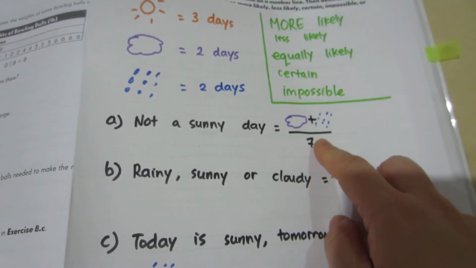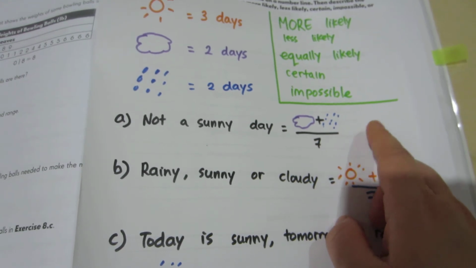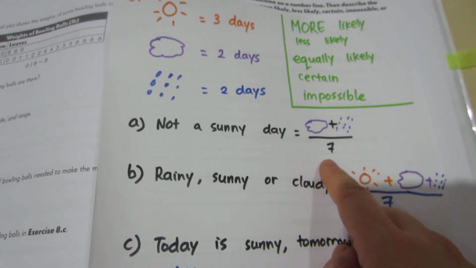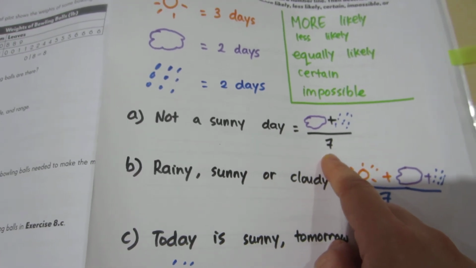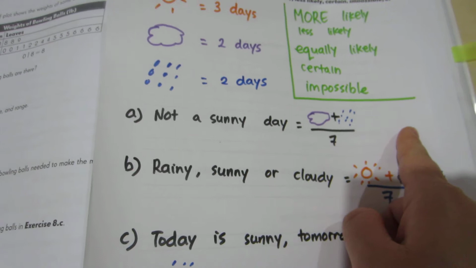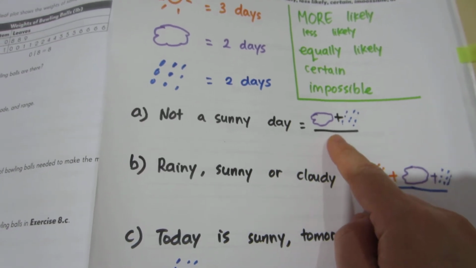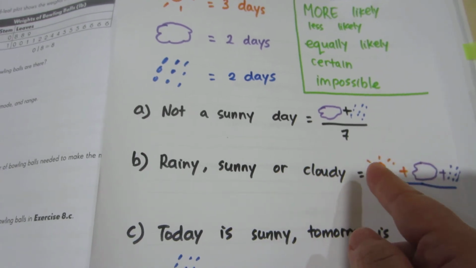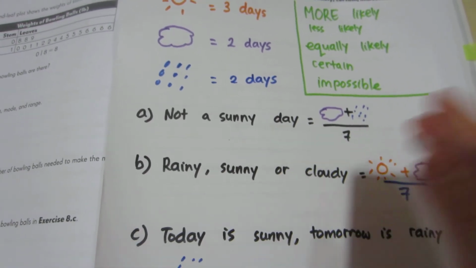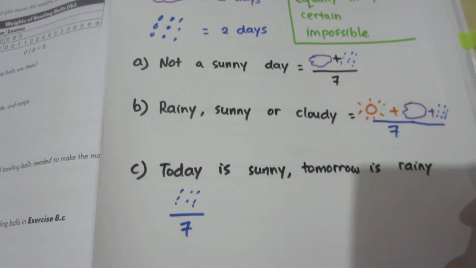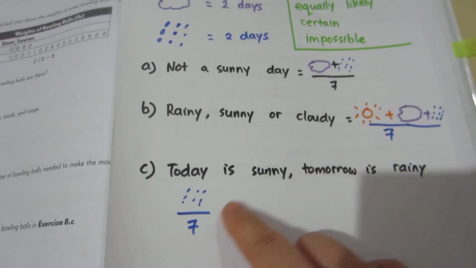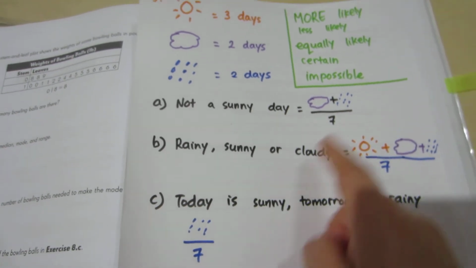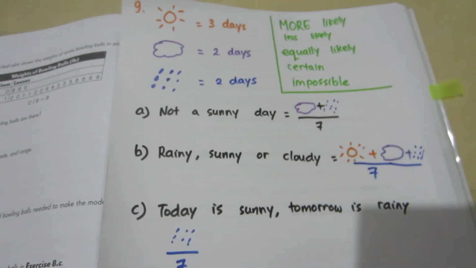And then after you see this one, you have to answer, is it more likely, less likely, or equally likely? You use the number line. If it is bigger than 3.5, of course it's more likely. If it is smaller than 3.5, it will be less likely. If it is exactly 3.5, it's equally likely. If it is 0, it's impossible. If it is 1, it's certain. Today is sunny, tomorrow is rainy. So take a look. That means all the rainy days, right, out of 7. And then determine the likelihood.